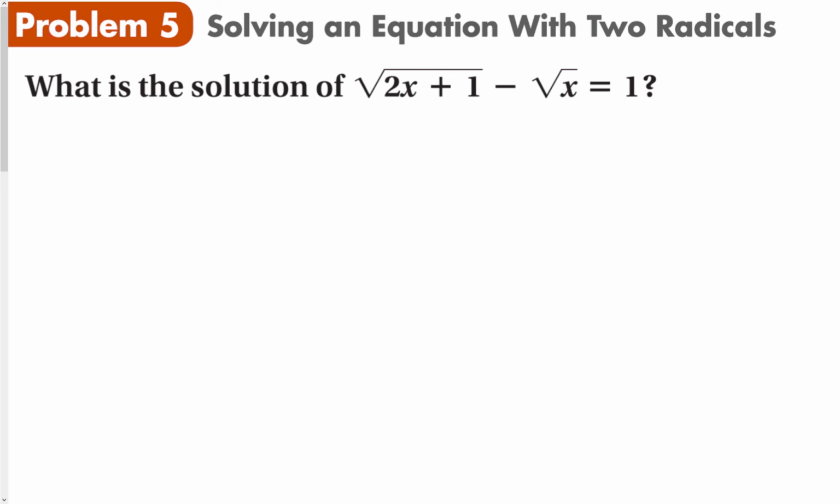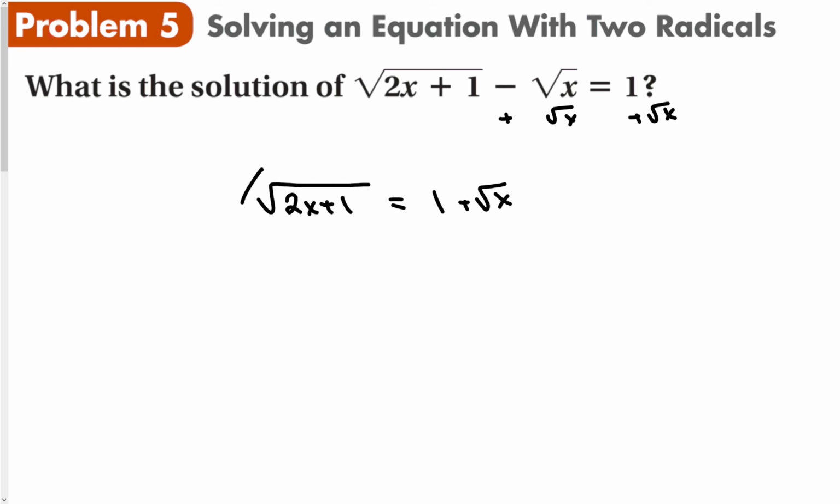Something like this. So I have to choose one of these two to isolate. The square root of 2x plus 1 looks more complicated than the square root of x. So basically what I'm going to do is add the square root of x to both sides. So here's my new equation: the square root of 2x plus 1 is equal to 1 plus the square root of x.